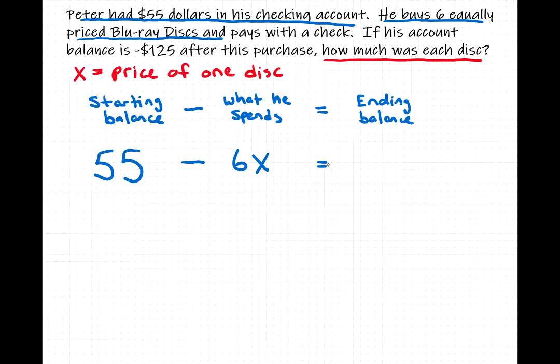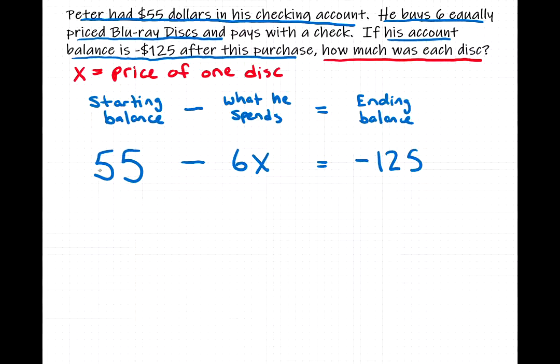And that should equal his ending balance. So his account balance is negative 125 after this purchase. So 55 minus 6x equals negative 125. Started with $55, spent 6x dollars, and ended up with negative $125. So let's solve for x.